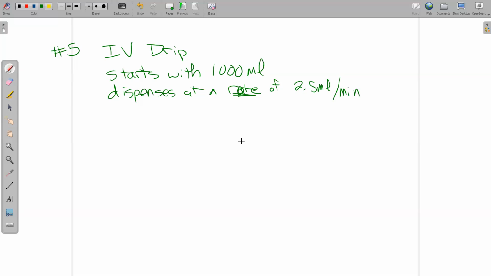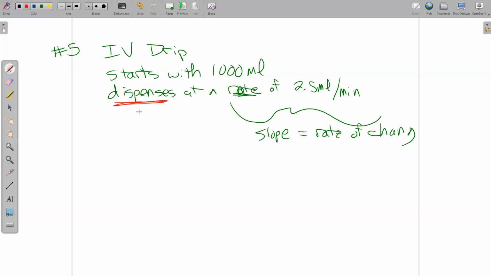And rate, once I see something like rate in my head, I think slope, because slope is also called a rate of change. And then the other important thing I mentioned a minute ago is the idea of dispenses, right? That means gives away. And if you give away something, you lose it. So that's negative. Y-intercepts are where we start. So this must be my y-intercept.